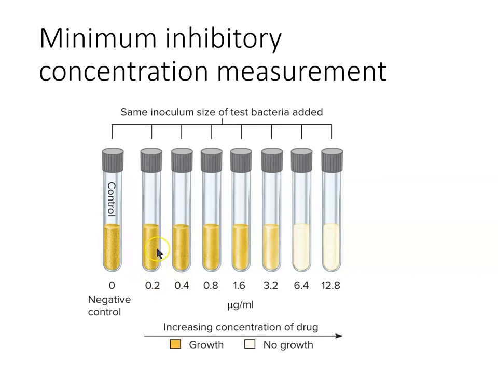And so what we do is we look at what concentration the cells grow, and in this case, this color indicates growth. So in which tube is there growth? Well, there's growth all the way to this one, and then here there's no growth. So we would say that the minimum inhibitory concentration is 6.4 micrograms per milliliter.